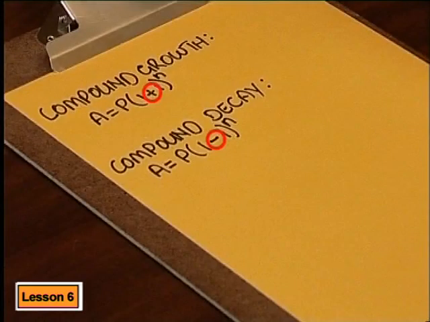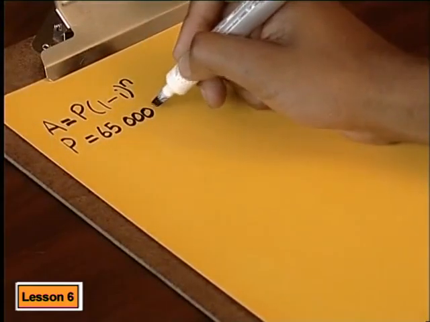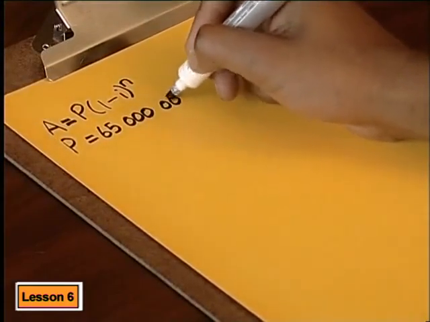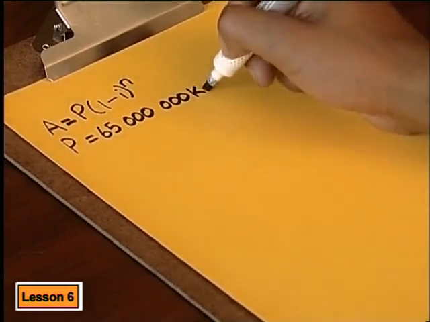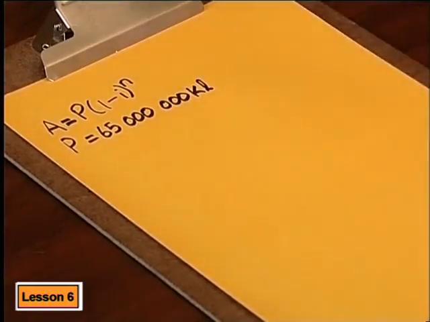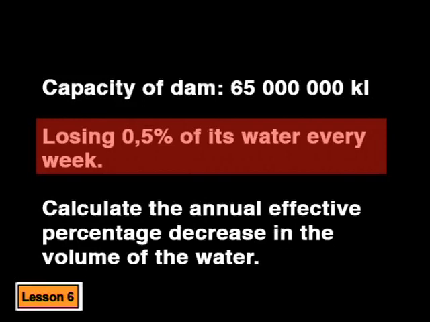Okay, I guess we need the compound decay formula this time, and the rest of the method is the same. Don't forget that the only difference between the formulae for compound growth and compound decay is the minus sign instead of a plus sign. So, A is P times 1 minus I to the power of N. The value of P is 65 million kiloliters since this is the original amount. The rate of increase, or the interest rate I, will be 0.5.